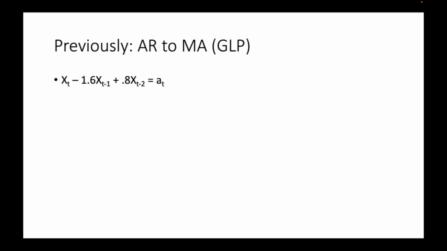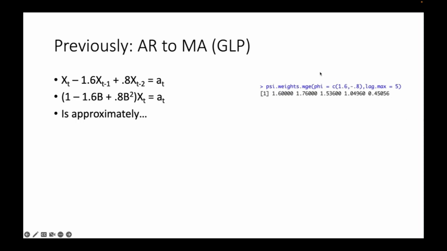So if we have just a simple AR2, then we can of course write it in backshift notation such as this, and then we could do the polynomial long division on it, or we just have psi.weights.WGE because the long division gives us the psi weights. So we have our phi 1 is positive 1.6. We can see here phi 2 is negative 0.8. We have that right there.